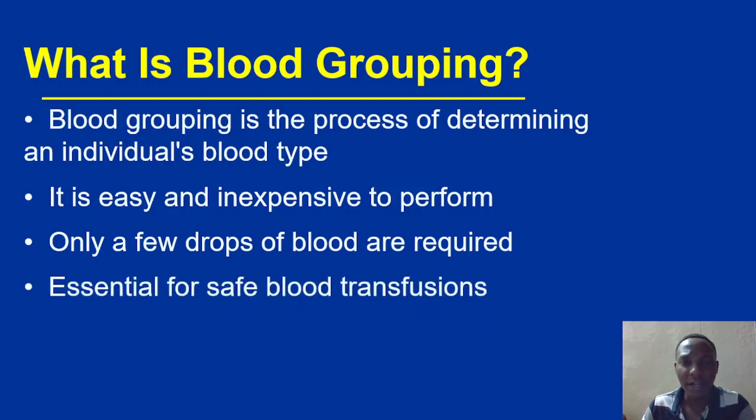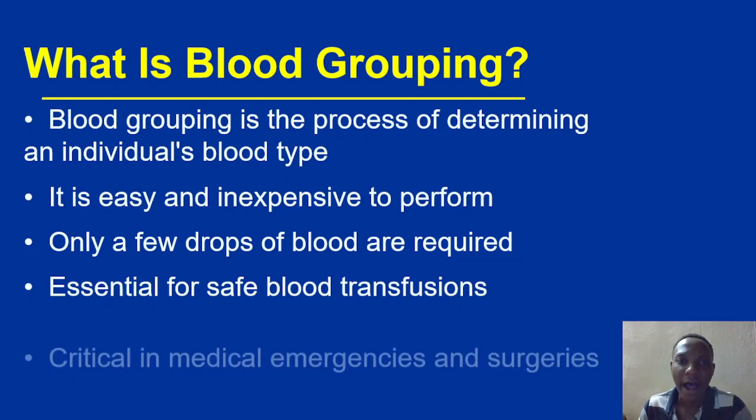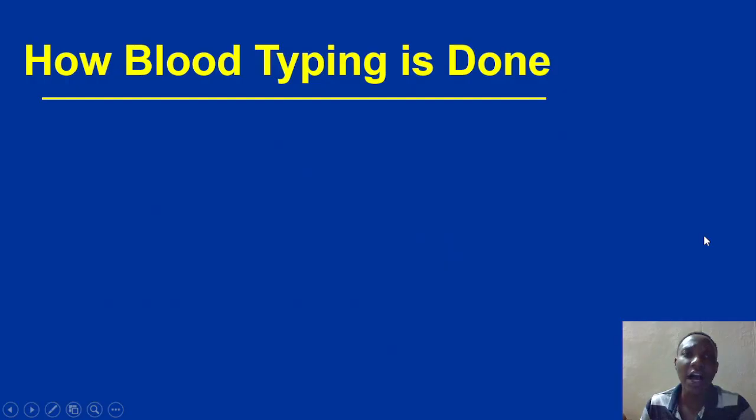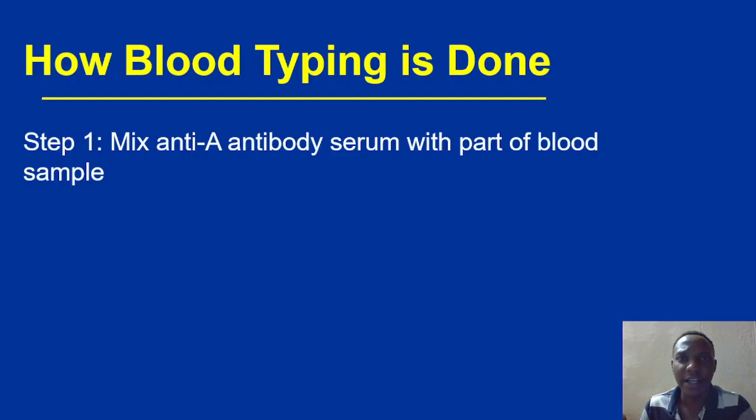Now, this kind of blood grouping is essential for safe blood transfusions, and safe blood transfusions are critical in medical emergencies and surgeries. Now, let's see how blood typing, or blood grouping, is done. Let's see some steps here, and later on we will see what kind of blood groups we can get.